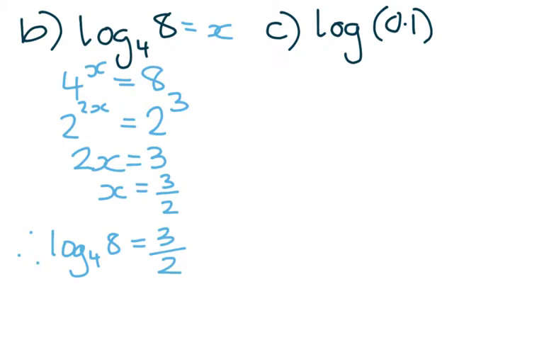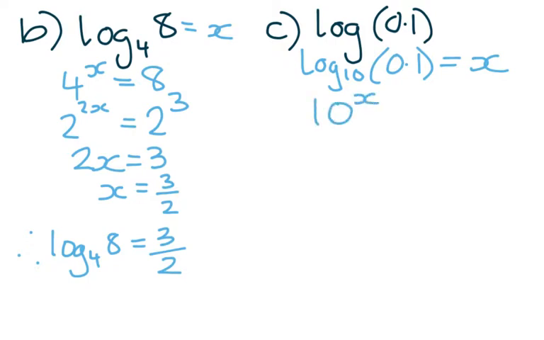You can see here the last one for this example just says logarithm of 0.1. Now, because there is no base, it is assumed that it is base 10. So the first thing I'm going to write here, just for your notes and for the purpose of this video, is log base 10 of 0.1 is equal to x. Now I'm going to write 10 to the power of x is equal to 0.1.